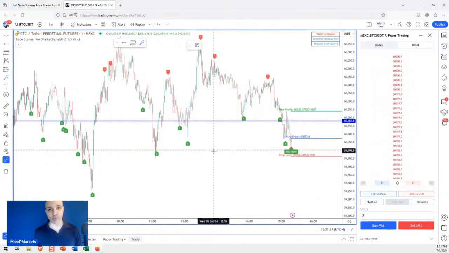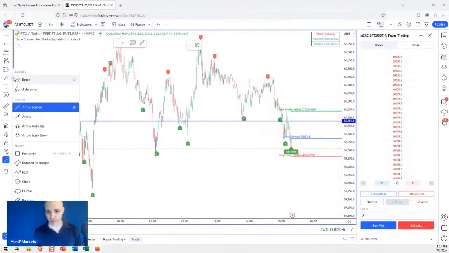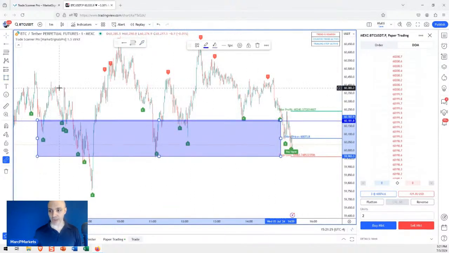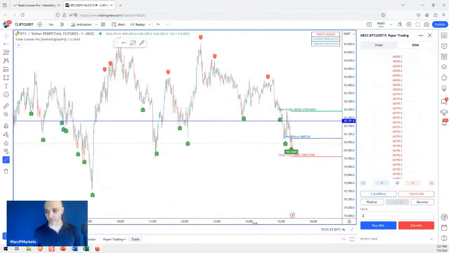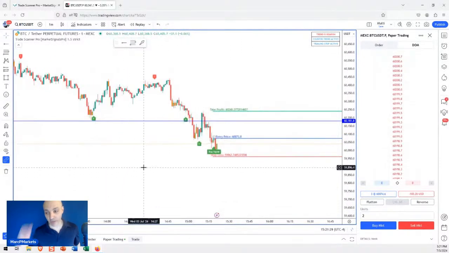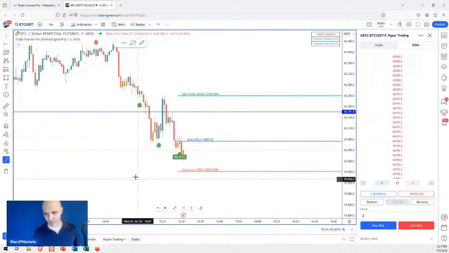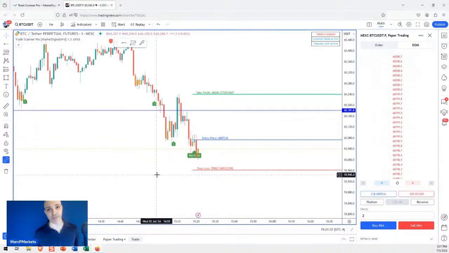This is why we use the 1 hour to arrive at context. The 1 hour told us that this general area is a general area of support. So even though I'm getting lower lows, I don't want to be blind to the fact that this is generally a supportive area. Even if I get stopped out 3 or 4 times, it's still a supportive area.